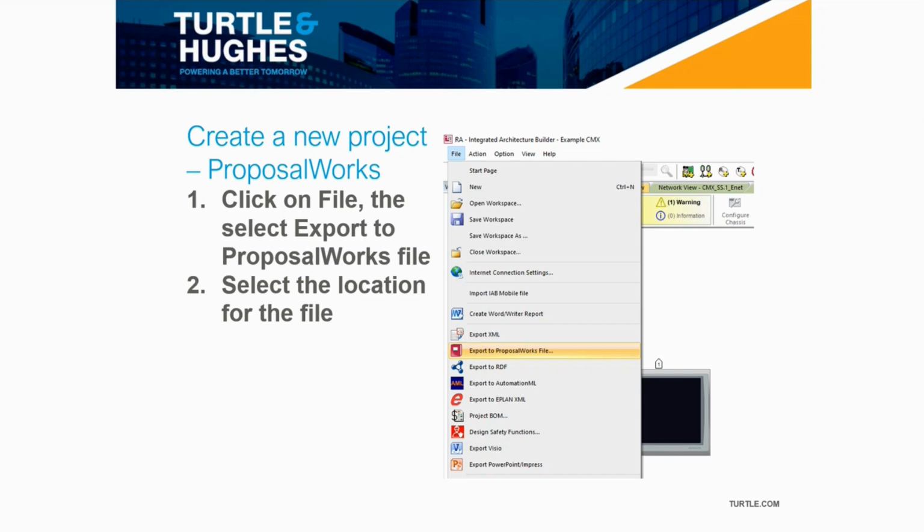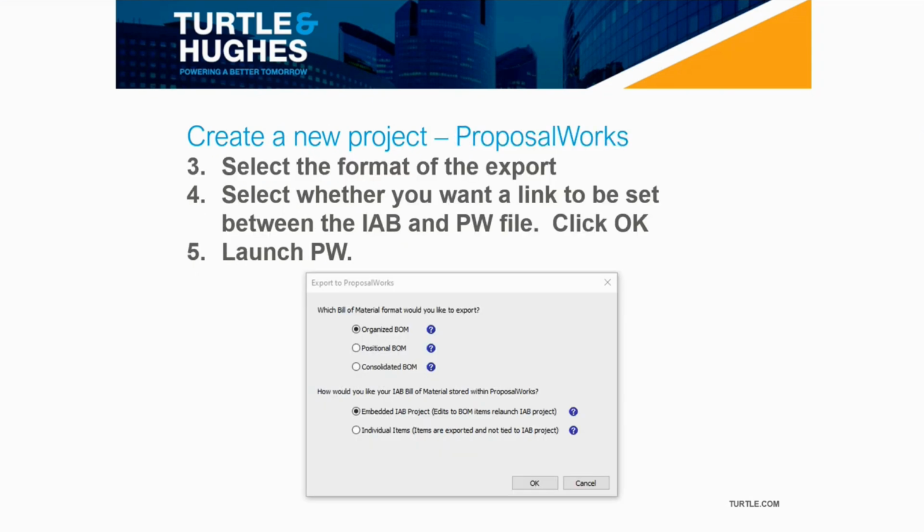In this case, I want to export this to a proposal works file. I'm going to go ahead and select the file that I want it to export to, and again, indicate where I want the file to be generated. I can at this point also designate how I want that file to be generated. Should it be organized, positional, or consolidated? And do I want that proposal works file tied directly to my IAB file, so whenever I change one, it's going to be interactive? Or do I want to create these things as two separate documents that I can manipulate on my own? Choice is going to be up to you as far as how you'd want to do that.